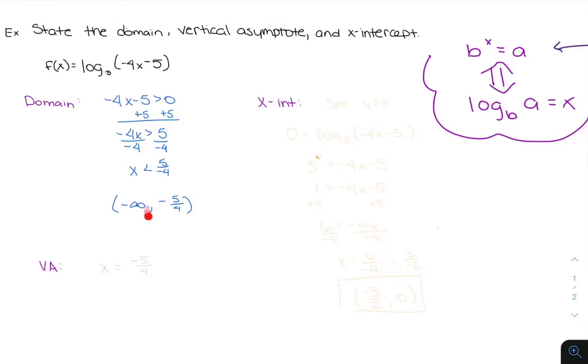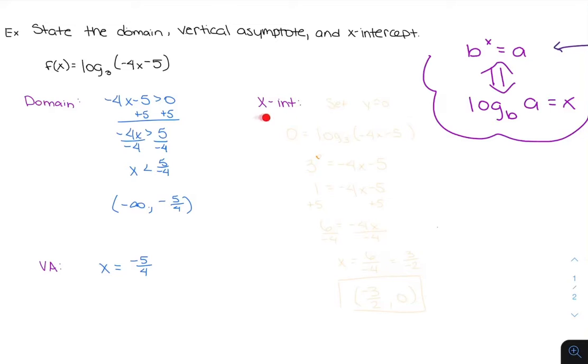And since -5 over 4 is the biggest it can be, there is a vertical asymptote at x equals -5 over 4. And remember that the vertical asymptote is a line, so you have to write x equals -5 over 4 as a line.